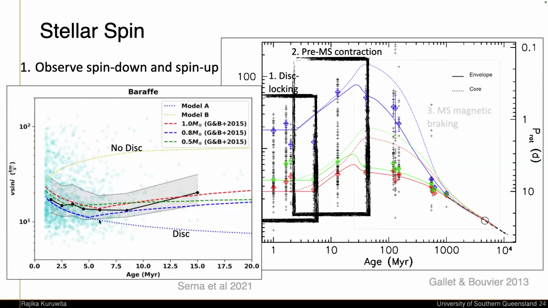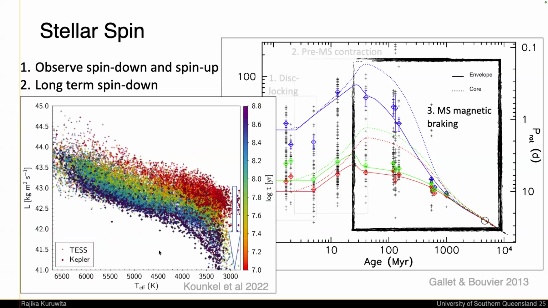So the blue dotted line is a model of spin evolution without a disk. And then once the disk disperses, we start to get the spinning up that we think should happen after the disk disperses. So that seems to broadly agree with these models.